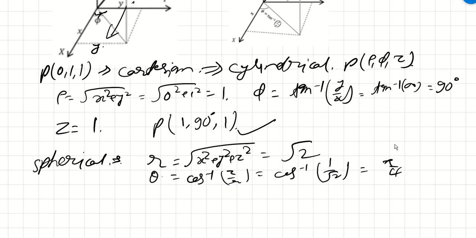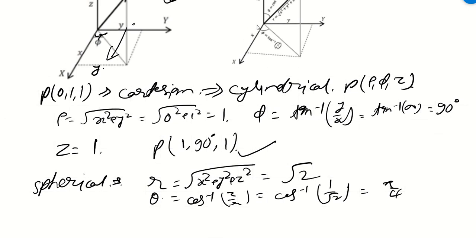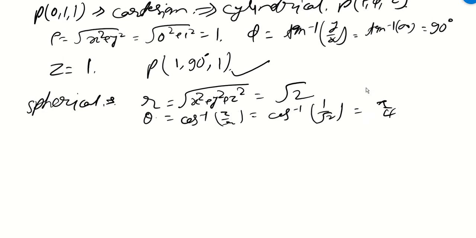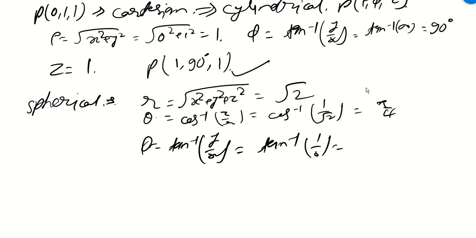And phi will be this down angle. So what is the down angle? If you see, x is there, y is there, so tan phi I can write as y by x. So phi will be tan inverse y by x, which is tan inverse 1 by 0, that is pi by 2. Thus we have point P as root 2, pi by 4, pi by 2. Okay. So this is the first question, which we solved from Cartesian to cylindrical as well as spherical.